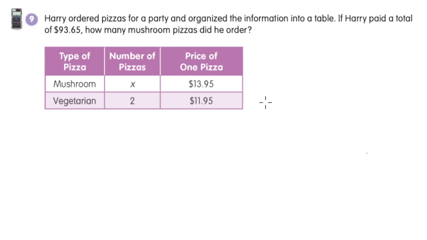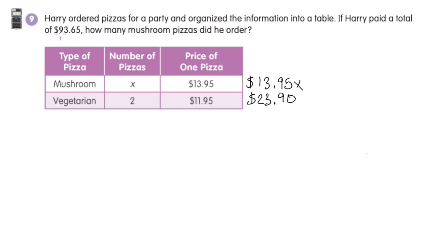So we would multiply 2 by $11.95. And that came out to be a total of $23.90 spent on vegetarian pizza. The cost for mushroom pizza was $13.95, and there were X amounts sold, so that would be $13.95 times X.